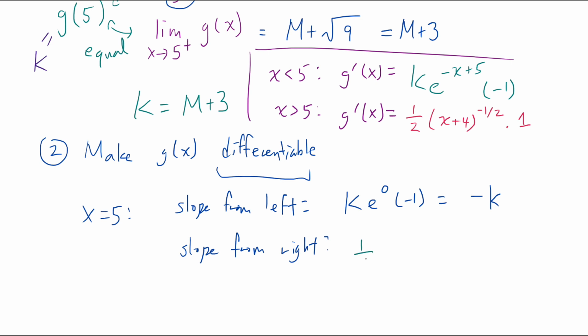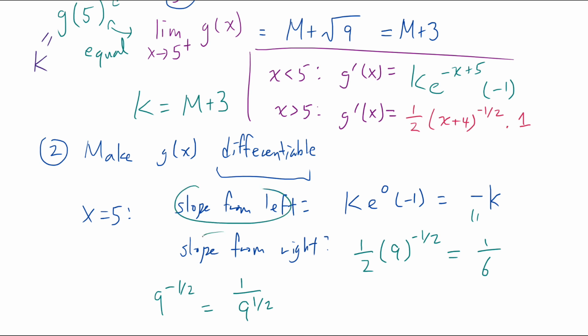And from the right, we're looking at this thing, and x is becoming closer and closer to 5. So we get 1/2 times 9 to the negative 1/2. So make sure you don't get confused: negative 1/2 just means you move 9 to the bottom of the fraction and make the exponent positive. So it's 1 over 9 to the 1/2. 9 to the 1/2 is 3. So this is 1/3 times 1/2, so that's 1/6. So negative k is 1/6, since you want the slope from the left and the slope from the right to be the same. So that tells you that k is negative 1/6.